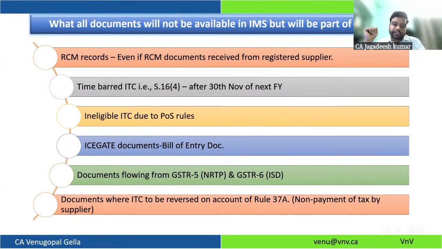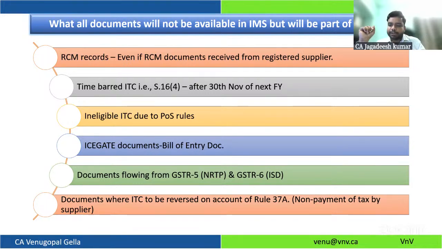And ineligible ITC due to place of supply rules. Let's say I am a recipient and my registration is in Karnataka, but I received an invoice having a place of supply of Andhra Pradesh. In that case, it will go directly to my 2B in the ineligible section, and in the same way in the 3B it will be shown in table 4D2 as ineligible ITC.